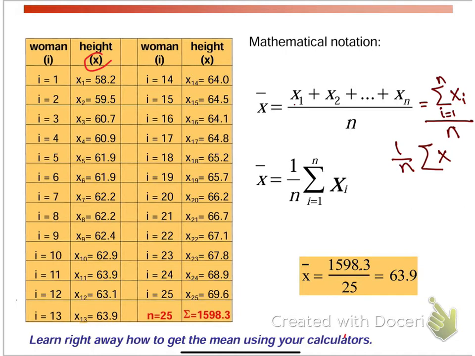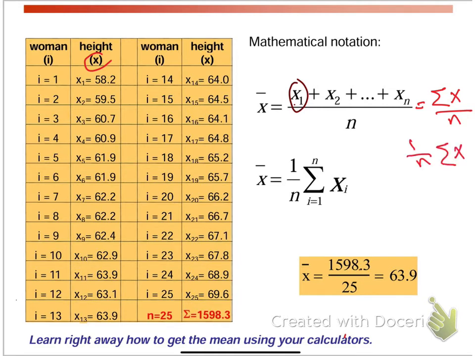For simplicity, you can ignore i equals 1 and n because you know that you will start from the starting point, x1, and you will end up with the last item in the sample which you have. So you can also ignore this one. You can write it this way: equals sum of x divided by n. That's it. Or 1 divided by n multiplied by sum of x, as we have here.